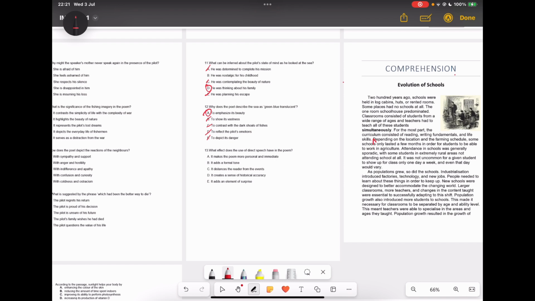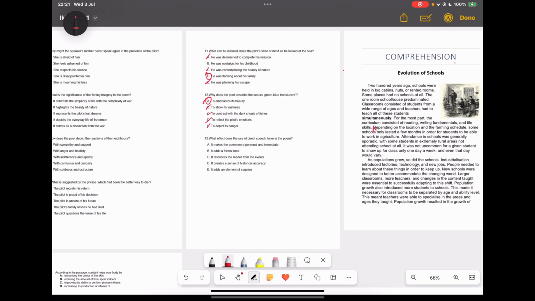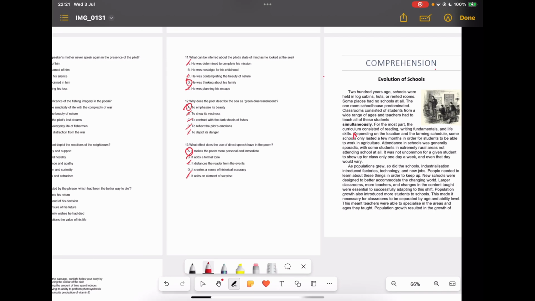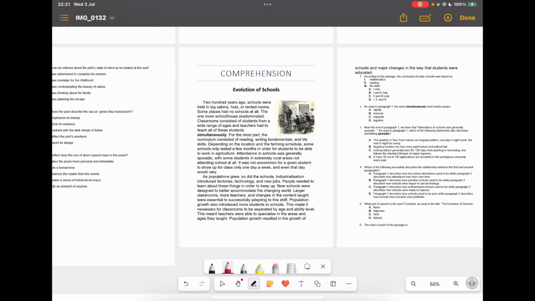So 13. What effect does the use of direct speech have in the poem? A, it makes the poem more personal and immediate, yeah. B, it adds formal tone, no. C, it distances the reader from the event, no. D, it creates a sense of historical accuracy, yeah, but yeah. Okay, and then E, it adds an element of surprise, no. So the answer to this one will be A. It makes it much more personal and intimate because it's like she's talking to someone she knows.